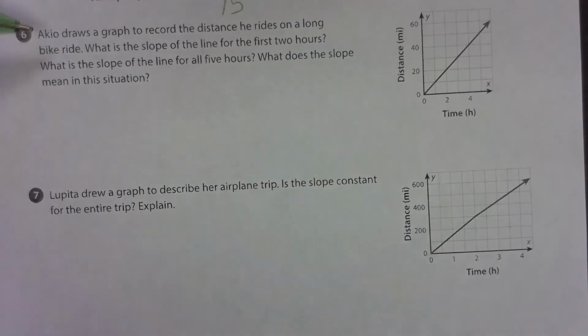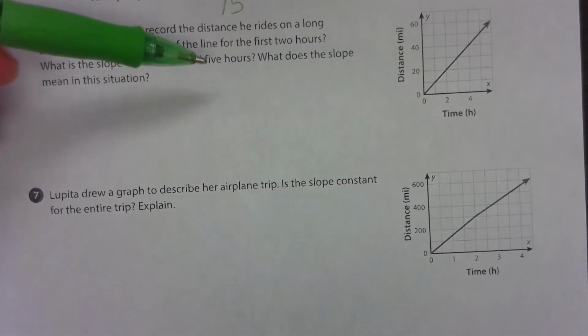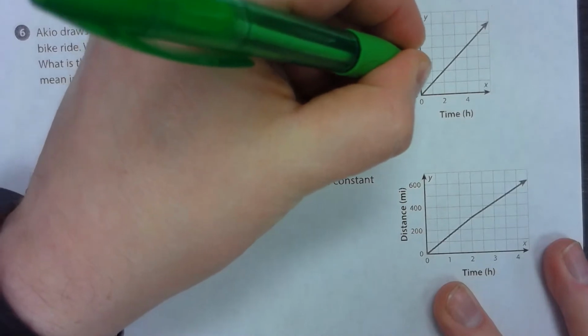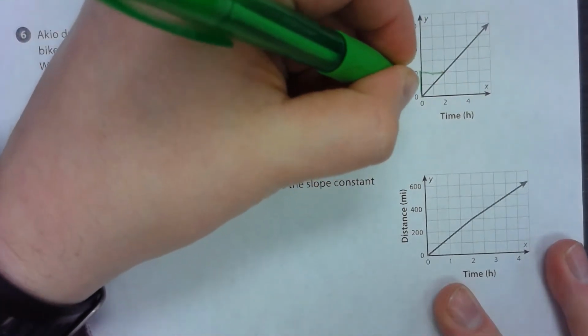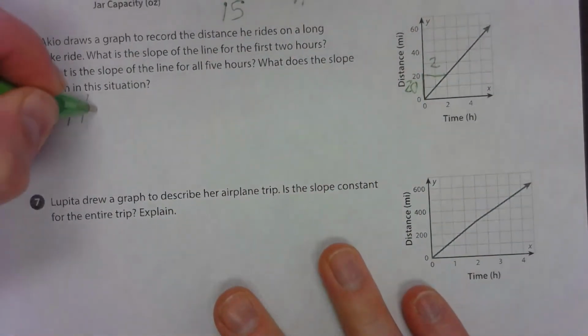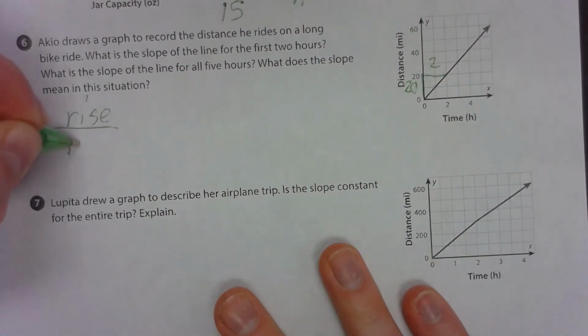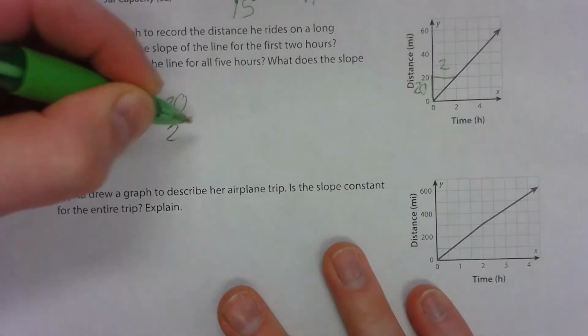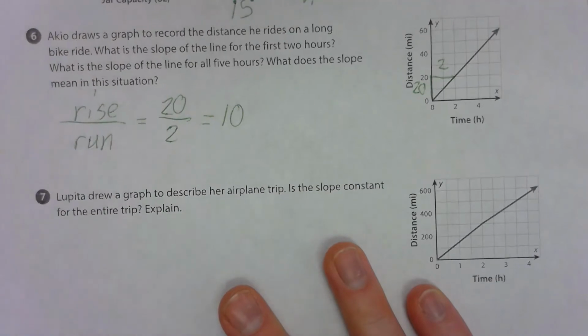Our friend here draws a graph to record the distance he rides on a long bike ride. What is the slope of the line for the first 2 hours? What is the slope of the line for all 5 hours? What does it mean in this situation? Okay, for this first 2 hours, well, it looks like it's going up 20 and over 2, doesn't it? 20 over 2. Rise over run. 20 divided by 2 is 10, isn't it?